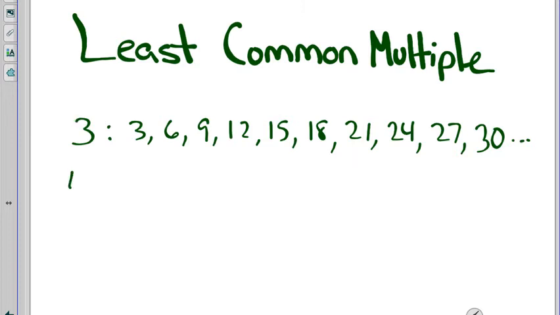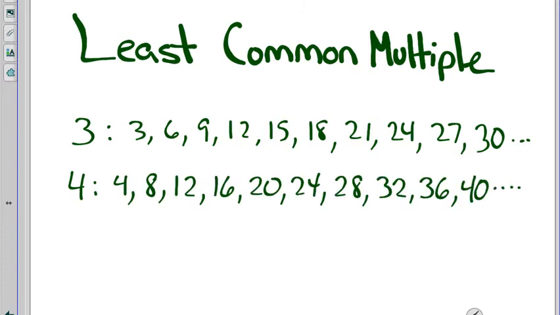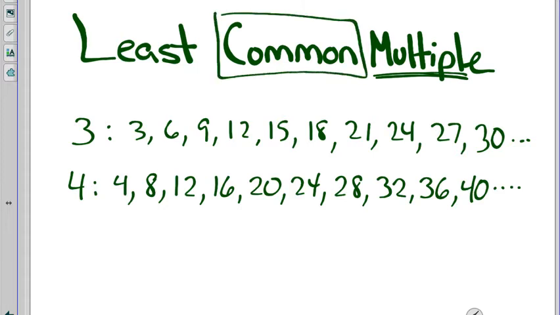And likewise, I could do the multiples of 4, which would be 4, 8, and so on and so forth. So now I have multiples of two different numbers, and now I want to find which ones they have in common. Remember, that word means they share it. They both have it. Like you might have a common interest with a friend. So let's look and see which multiples they have in common. Well, it looks like they both have a 12, and they both have a 24.